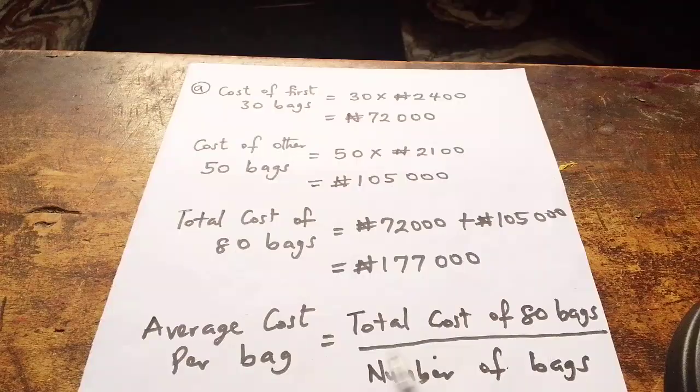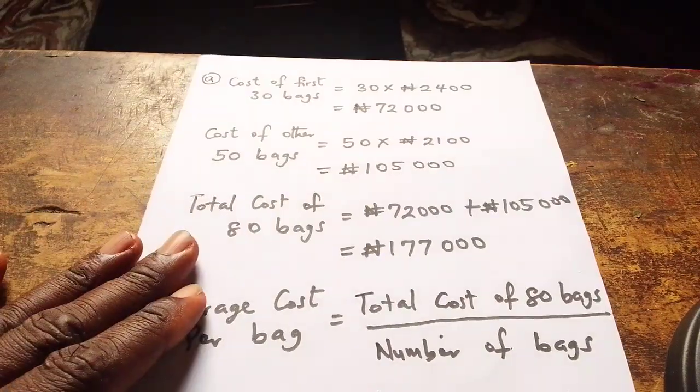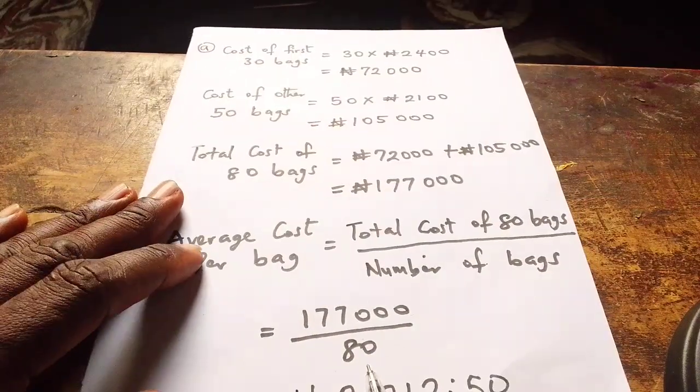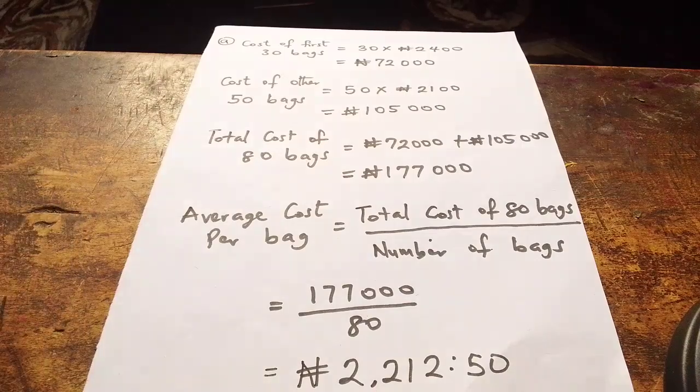To calculate the average cost per bag, you look for the total cost of the 80 bags divided by the number of bags. Now we have 80 bags. So the total cost of the 80 bags, 177,000, divided by 80, will give you 2,212 naira. So 2,212 naira is the cost price when you mix them together, and that means the cost price for each bag now is 2,212 naira.